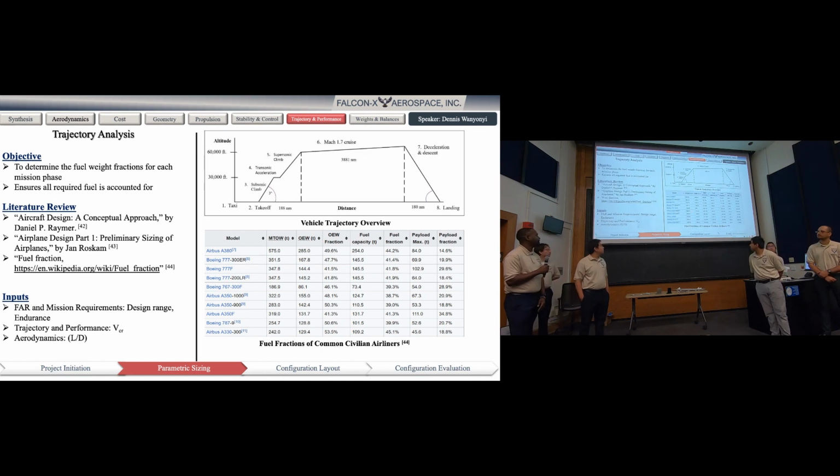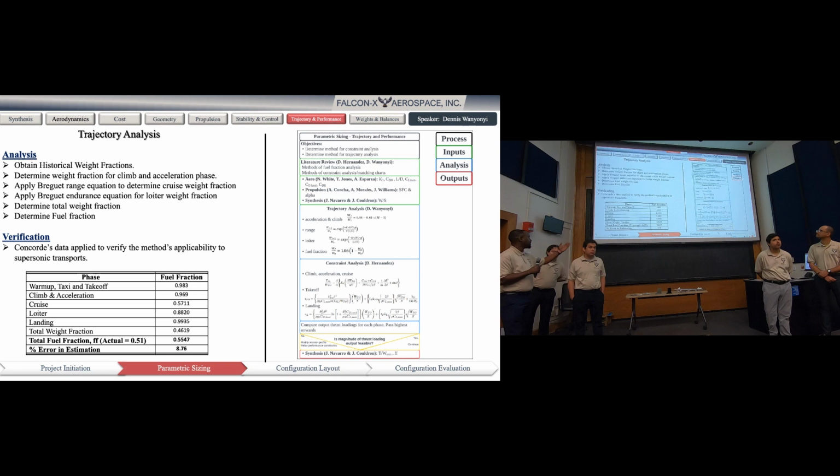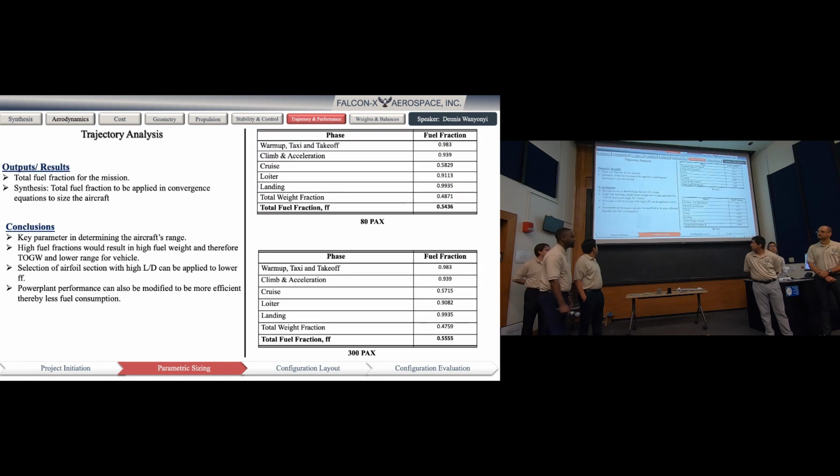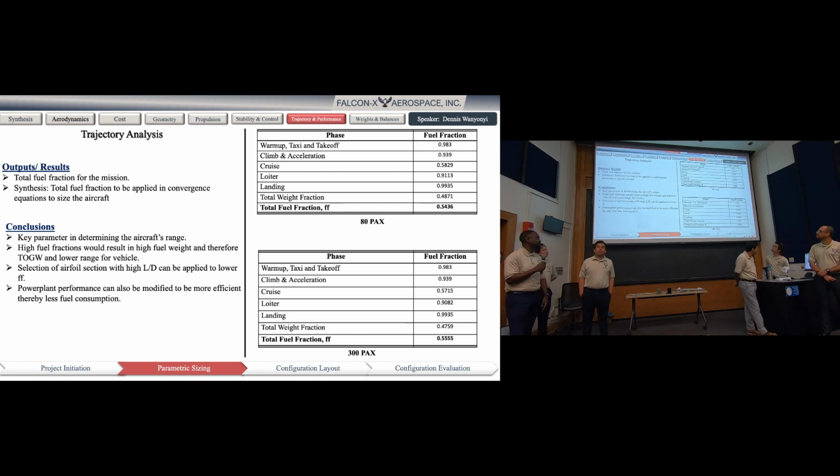Next slide, please. And for our design, these are the fuel fractions that developed from historical data and the methodology as applied. So for this one, this will be for the 80 passenger and the 300 passenger designs that will be explained later in the project.